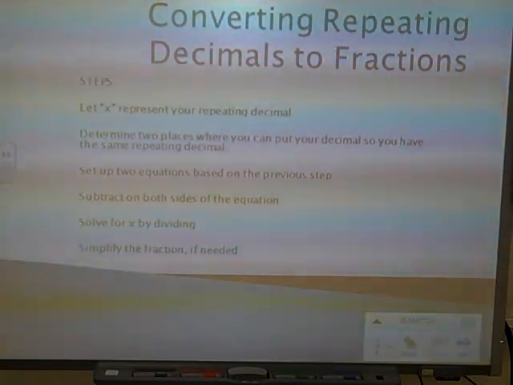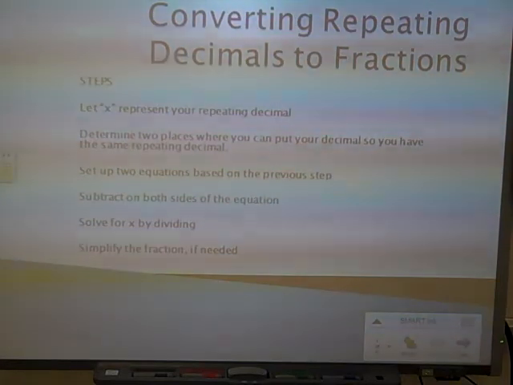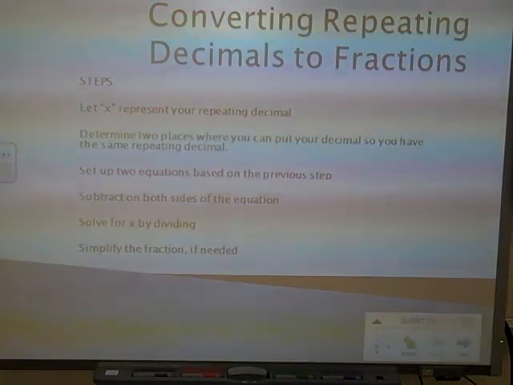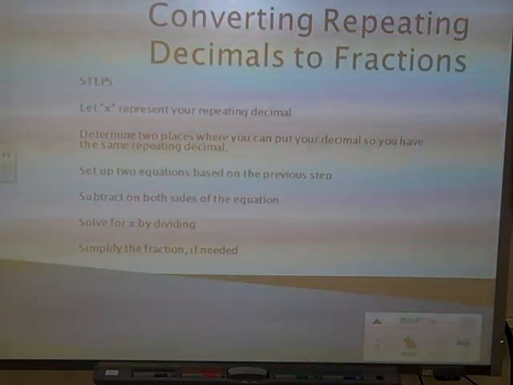Today's lesson is on converting repeating decimals to fractions. So the steps are going to be: let x represent our repeating decimal. We're going to determine two place values where you can put your decimal so you have the same repeating decimal. We're going to set up two equations based on the previous step. Subtract both sides of the equation, solve for x by dividing, and simplify the fraction if needed. So go ahead and pause the video if you need to finish taking your notes.